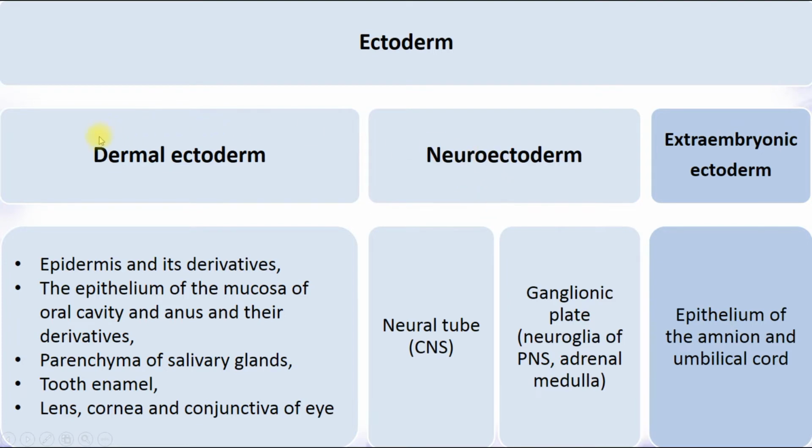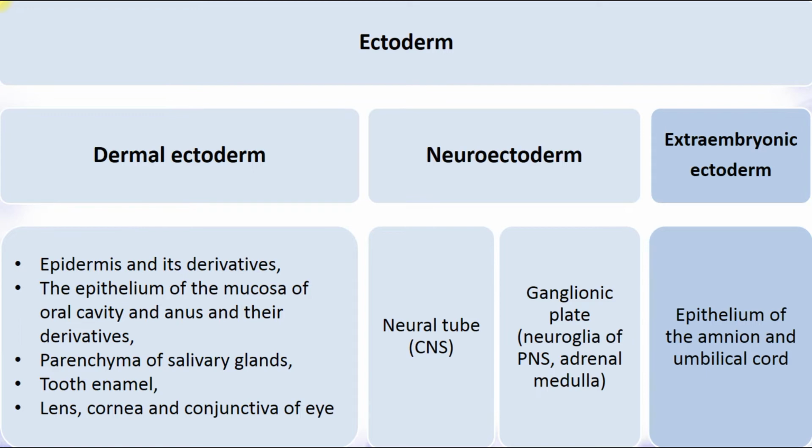Embryonic ectoderm includes dermal ectoderm and neuroectoderm. Dermal ectoderm forms epidermis of skin and also derivatives of epidermis of skin, such as sebaceous glands, sweat glands, and hair. Also, dermal ectoderm forms epithelium of the mucosa of oral cavity and anus and their derivatives. Also, parenchyma of salivary glands develops from dermal ectoderm.